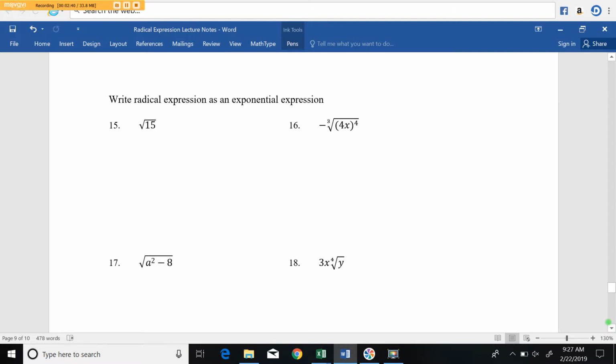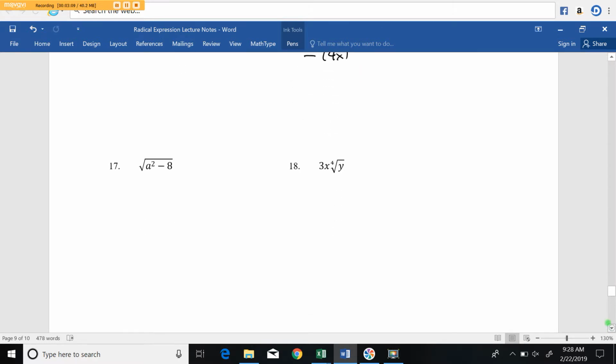All right, write this radical expression as an exponent. So this is the square root of 15 to the 1st power, so that's 15 to the 1/2. Take a look at 16 here. This minus sign is just sitting in front, not really relevant to the rest of this problem. And this is the cubed root of 4x to the 4th power. This is just the square root of this thing in the radical. So a squared minus 8 to the 1/2 power.